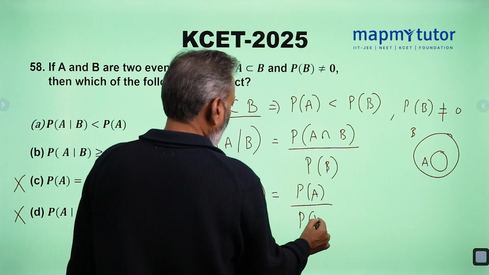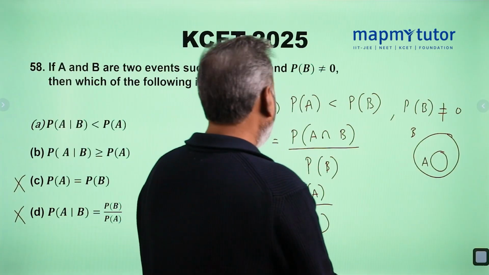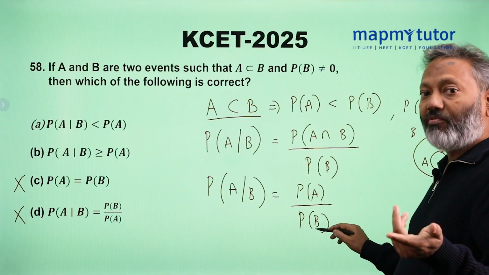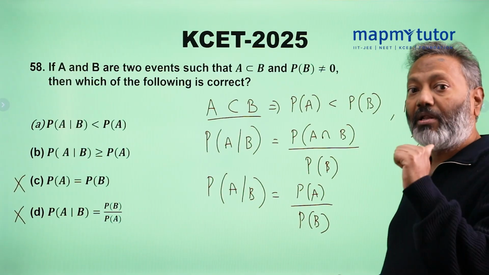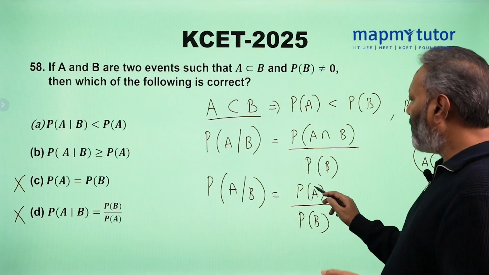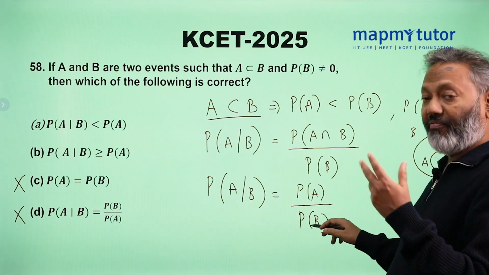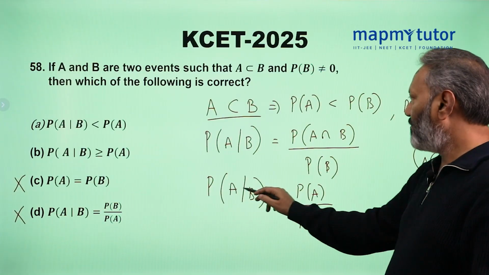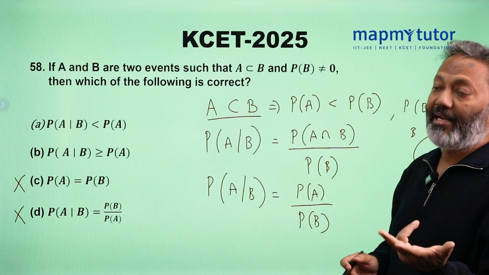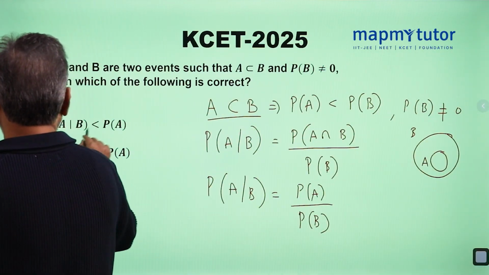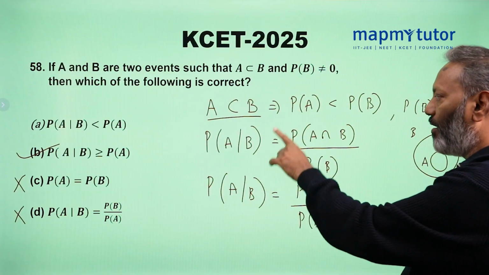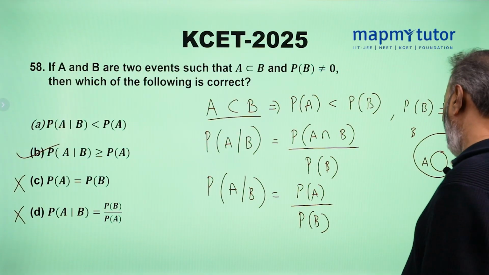Yes. Now I got it. P of A given B is P of A by P of B. But I want to compare with P of A. See, the denominator is not greater than 1. If this is greater than 1, how can you say it is not greater than 1? Any probability maximum is 1 only. So, if it is greater than 1, the final value will be less than P of A. But this is a fractional number or at least 1. If this is 1, these two are equal. That is one case. If this is less than 1, this will be greater than P of A. That is the second case. So, clearly option B is correct. P of A given B is either greater than P of A or equal to P of A. That depends on P of B.